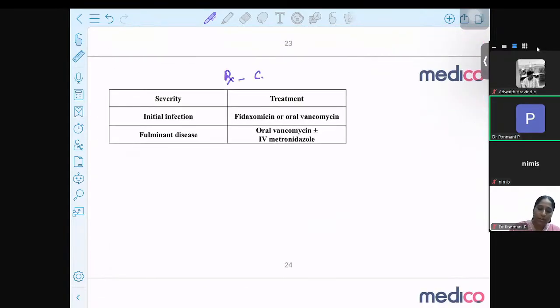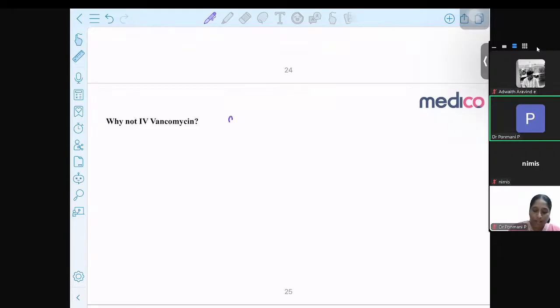So the treatment of C. difficile is, for initial infection, you can go for fidaxomicin or oral vancomycin. And if the infection is very severe, if it is a fulminant disease, you can go for oral vancomycin and you can add IV metronidazole here. The point to be noted is, it is only oral vancomycin. However severe the infection is, it is not IV vancomycin. Please note this difference. Why?